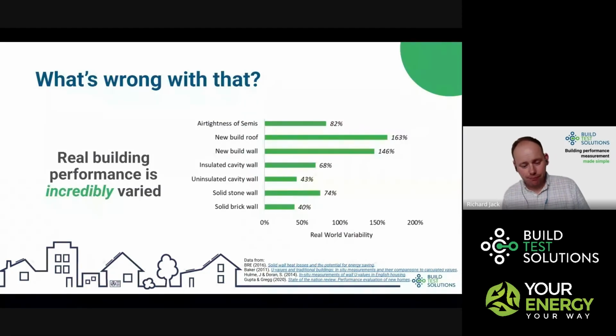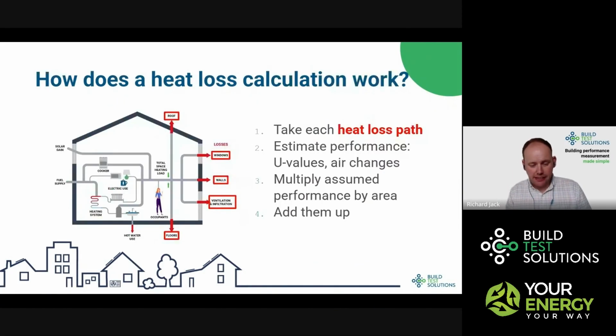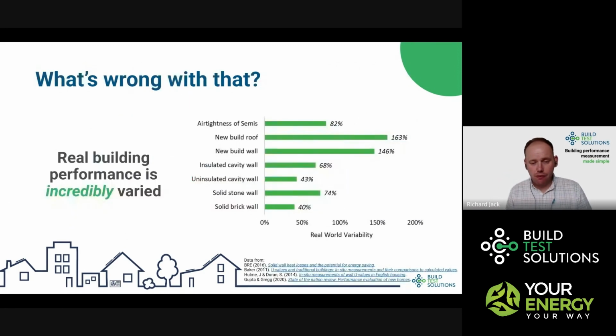They're not the same. So when we go back to how we do a heat loss calculation, we look at a building, we see what it's made of, and we assume a performance level. What we learn from this is the best we could hope to do is be right on average, but the variability of buildings means it's just impossible to be right for that particular building without measuring it in situ and finding out about that particular building.